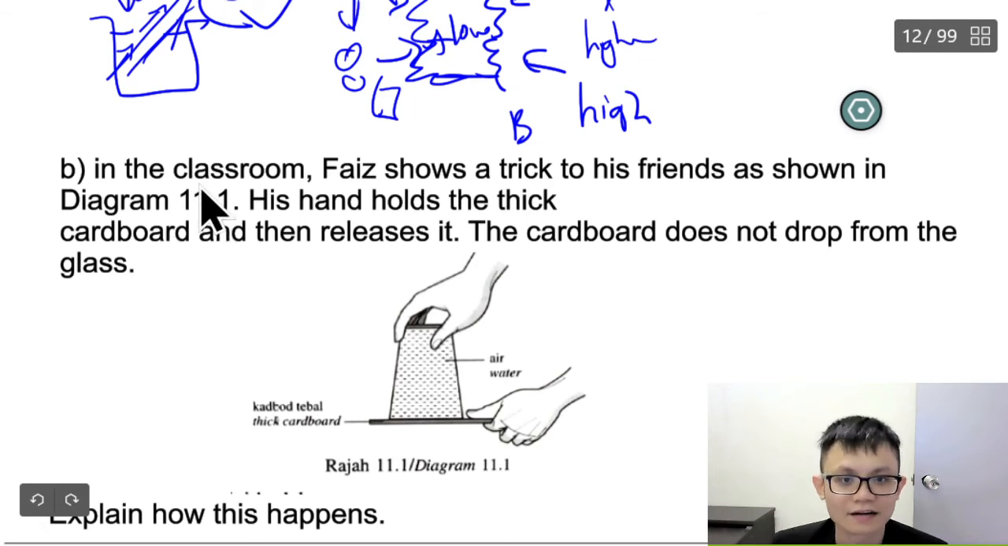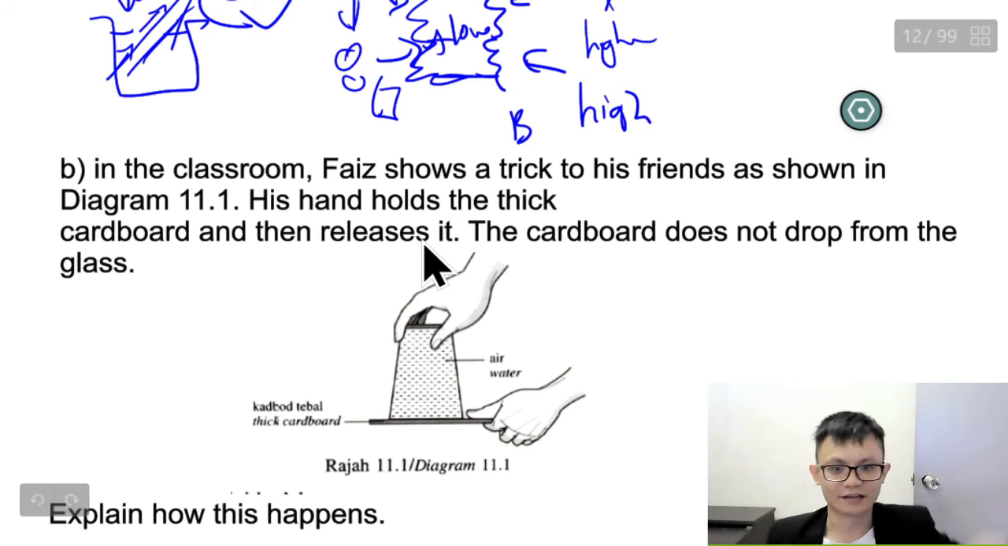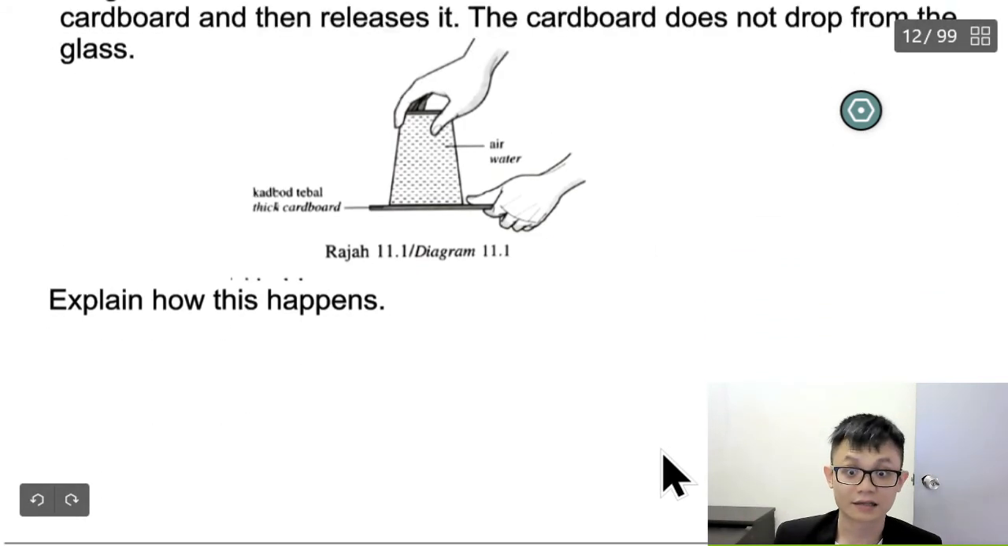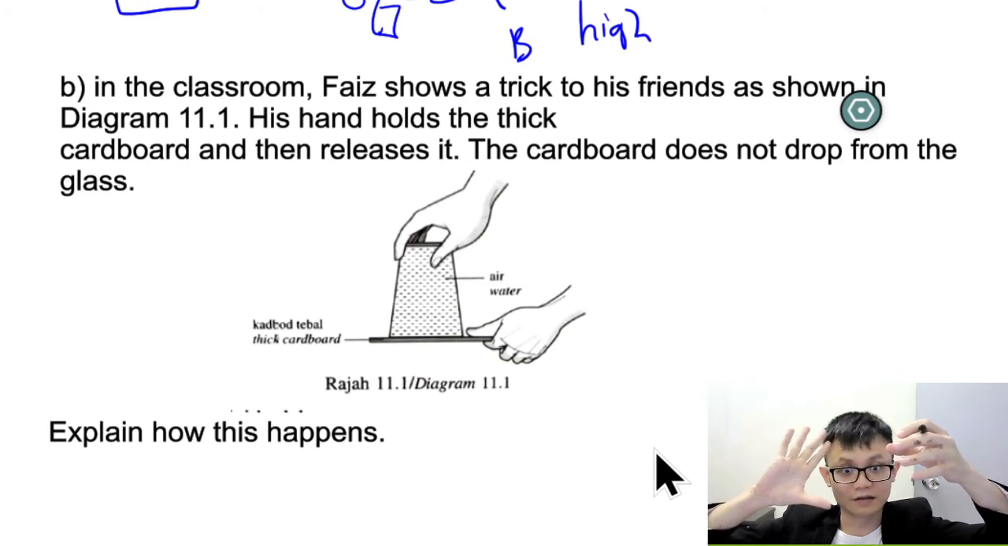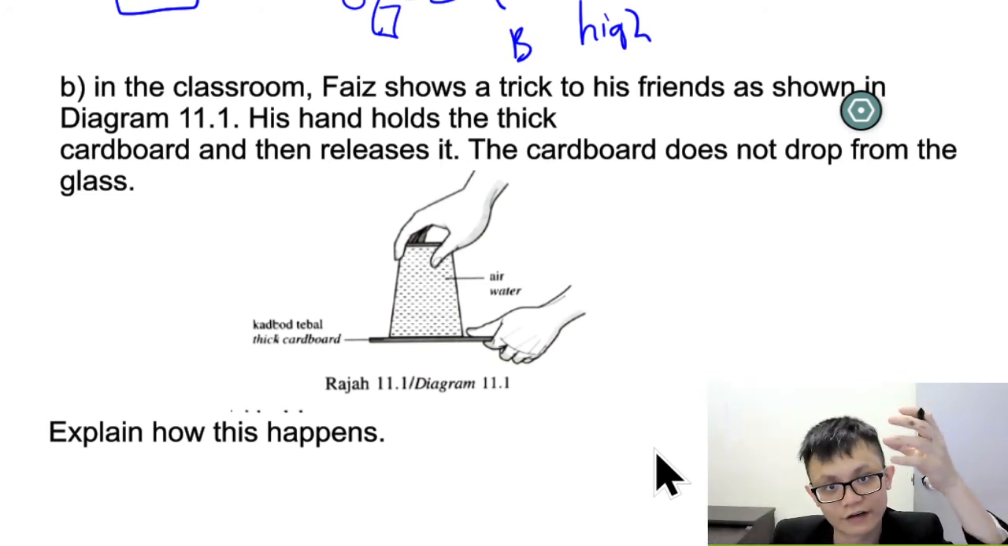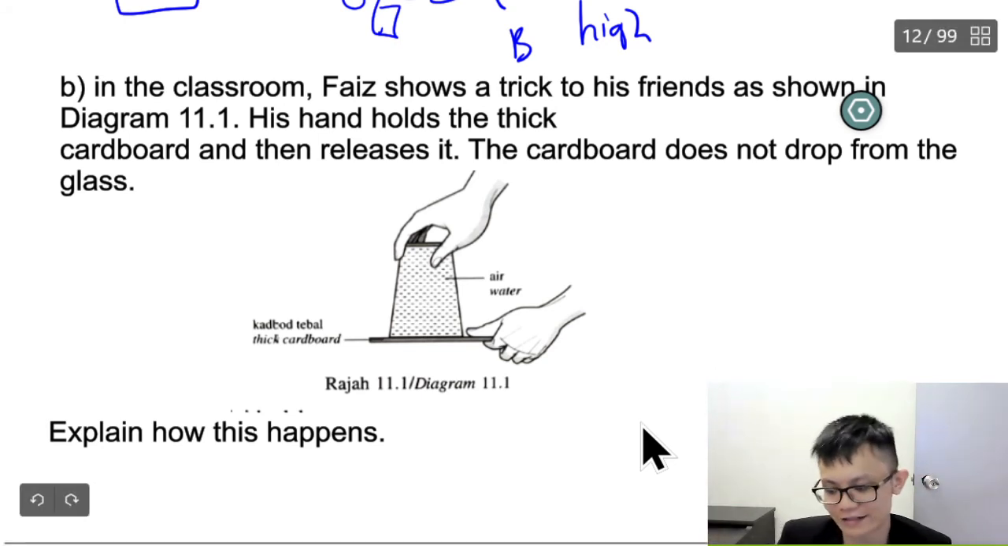Okay, B. In the classroom, Faiz wants to show a magic trick to his friend. So he puts the cardboard on the cup with water, and then he just lets go of the cardboard and it doesn't fall down. So Faiz tells his friend, magic. So is this magic or is this science? You need to explain this. This one is 2 marks. Can you explain this one?